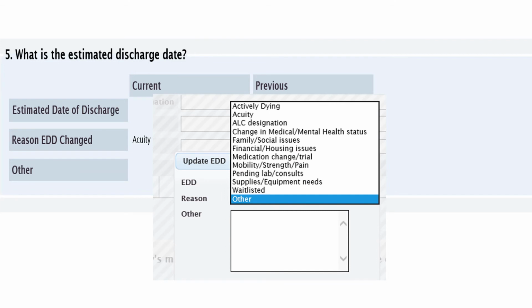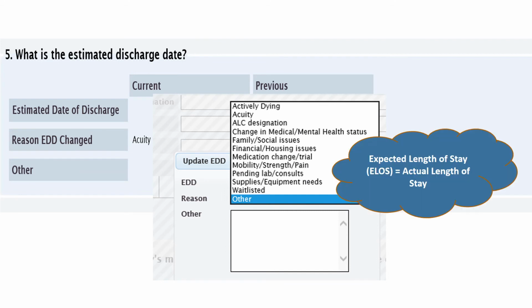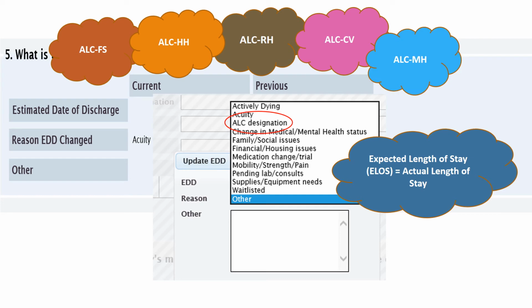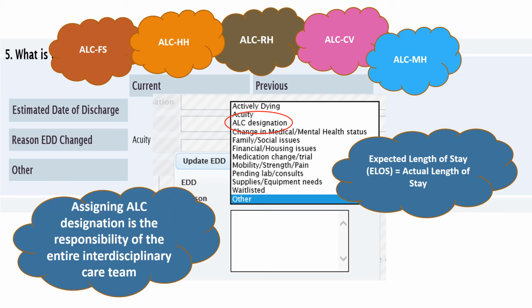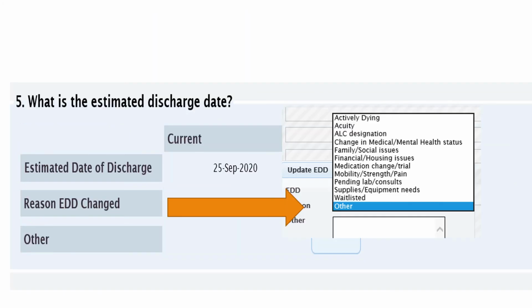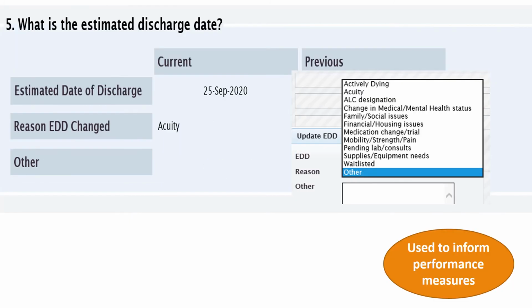The goal is to meet expected length of stay within this model and avoid, whenever possible, an alternate service designation or ALC code, representing service mismatch, where the needs of the patient would be more appropriately addressed in a lower acuity environment. Assigning and updating ALC designations is the responsibility of the patient's entire interdisciplinary care team based on a collaborative assessment of the most appropriate service to meet patients' needs. The only exception to this mandatory field is when a patient is actively dying and an estimated discharge date is not required. Please always remember to update the reason for EDD change.